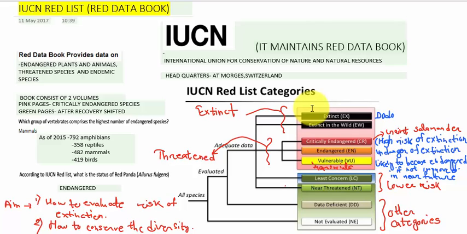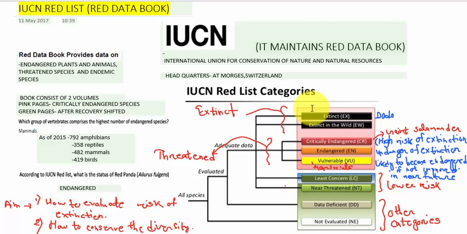And the next is the endangered species. Endangered species is likely in danger of extinction, and the example is the red panda. The next is vulnerable. Vulnerable means the evidence shows that the taxon has a high risk of extinction in the near future if it is not improved. And the examples are the marsupials.